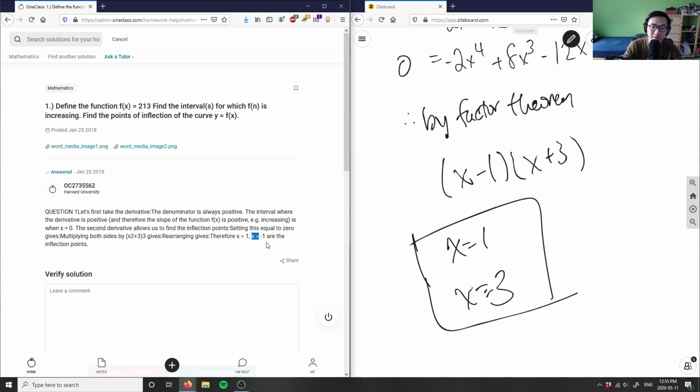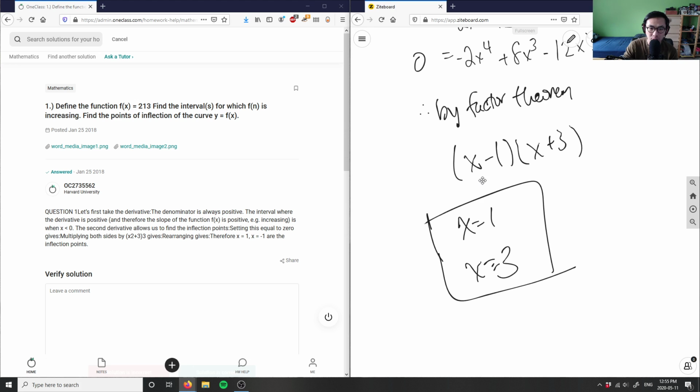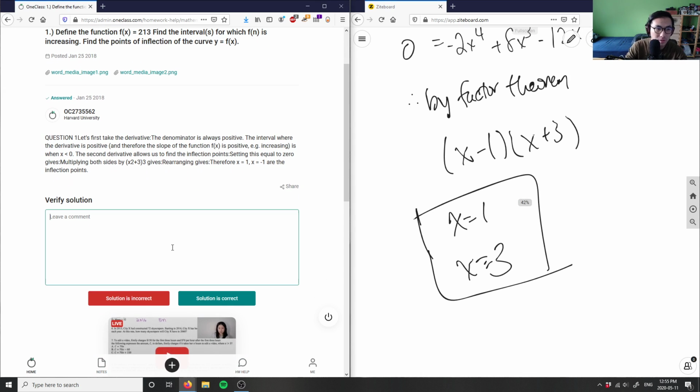And they wrote x equals 1 and negative 1 here. So this is not the correct solution to this problem. The solution is incorrect. The inflection points are x equals 1 and x equals 3, and this is solved by using the factor theorem on the second derivative of the function. So the solution here is incorrect.